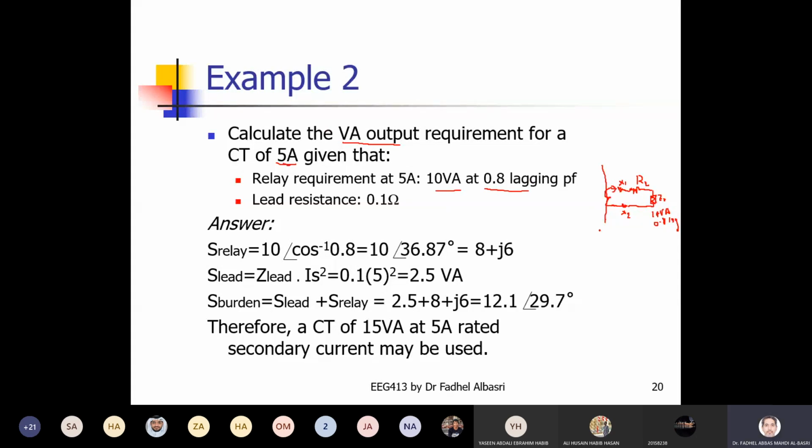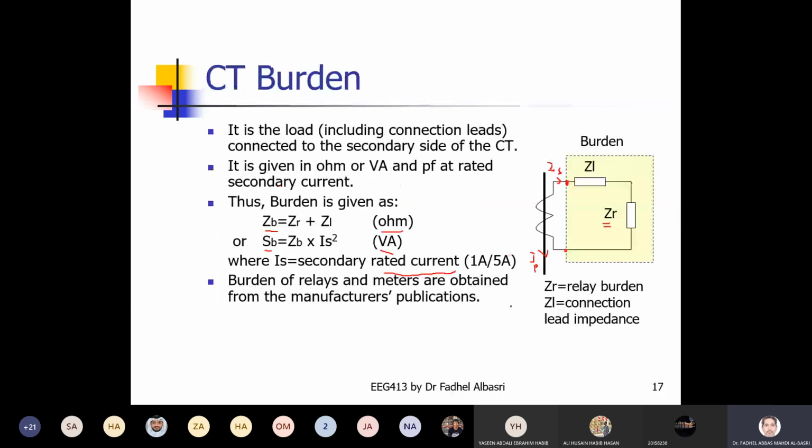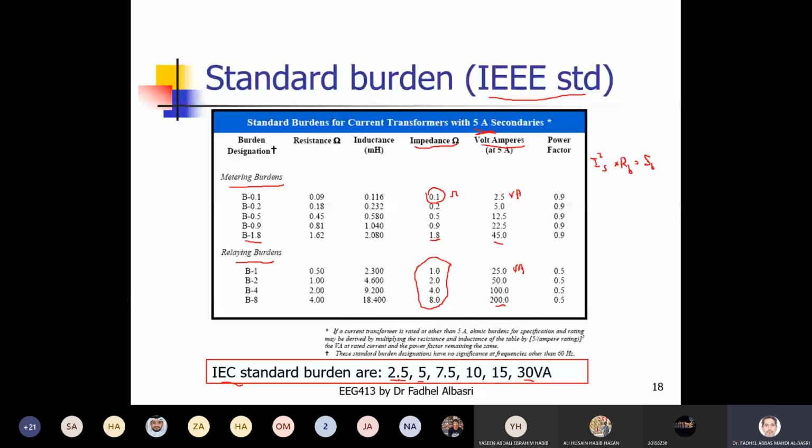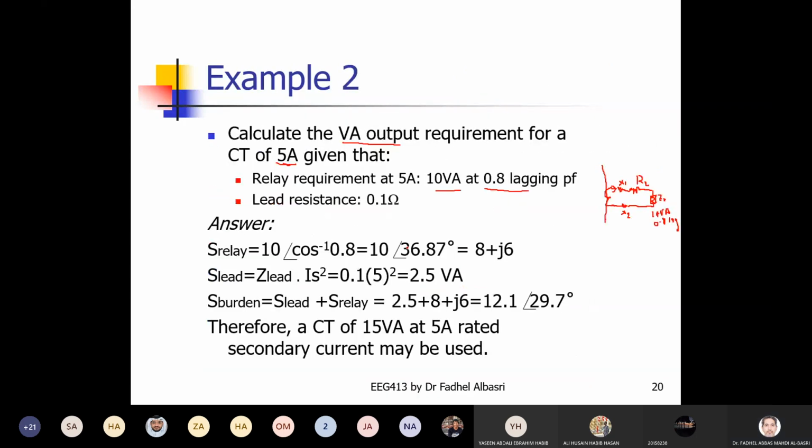So what is the suitable burden that you should choose from the standard? Should I choose 2.5, 5, 7.5, 10 or 15? Or suppose I want to choose a CT based on the IEC standard burdens. So I have to calculate the total volt ampere that the CT will see, the total volt ampere connected at the secondary of the CT.